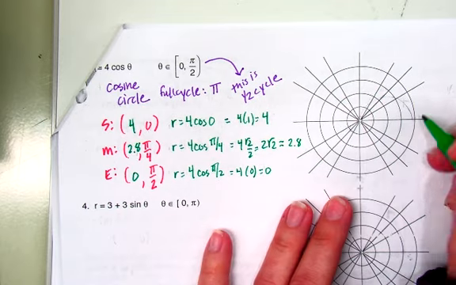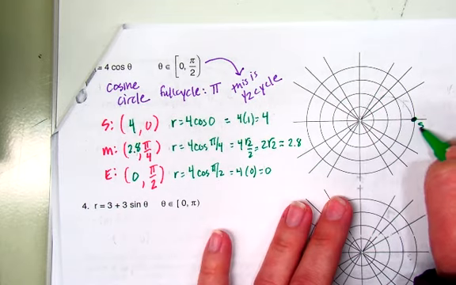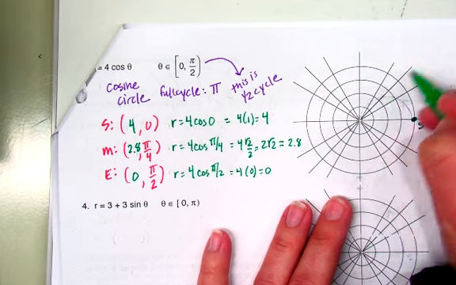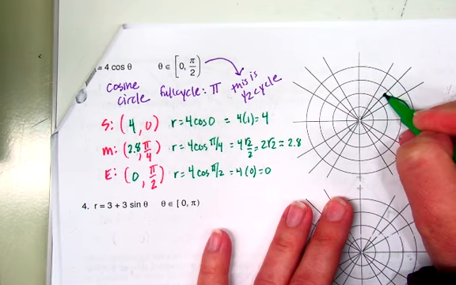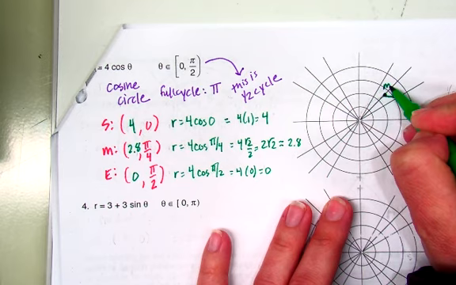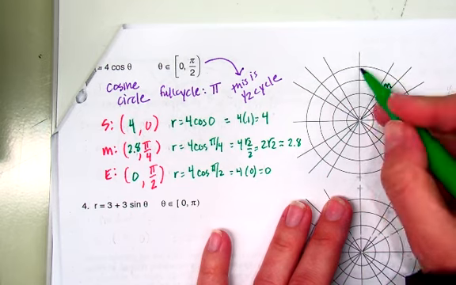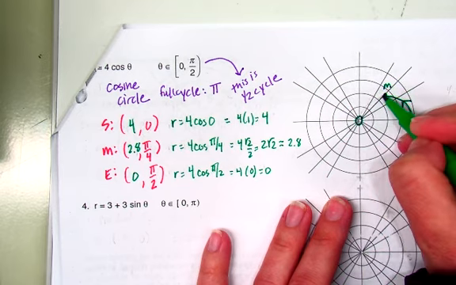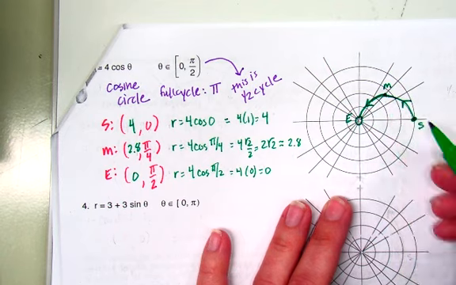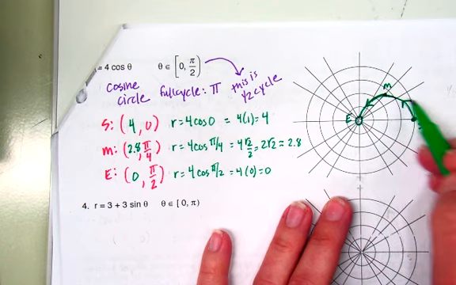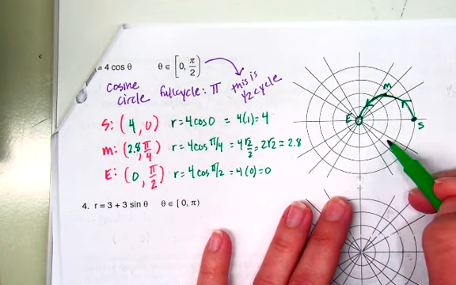Starting point, 4, 0. Middle point, pi over 4, 2.8. So notice I'm going in this direction, middle point there. And ending point, pi over 2, 0, open circle for that one for my ending. So it's the top half of that cosine circle that we would normally see.